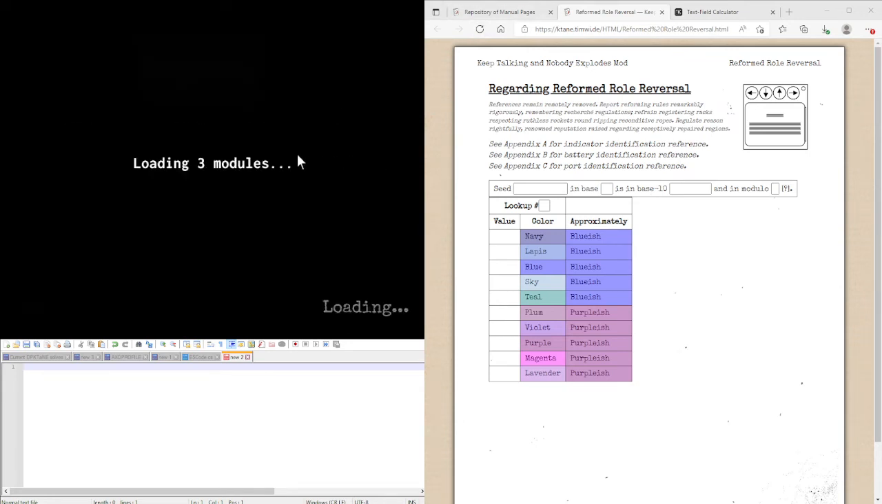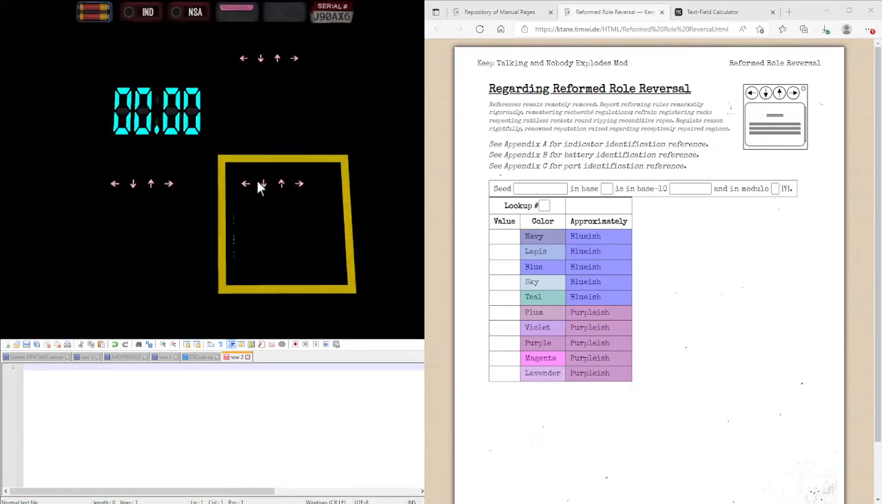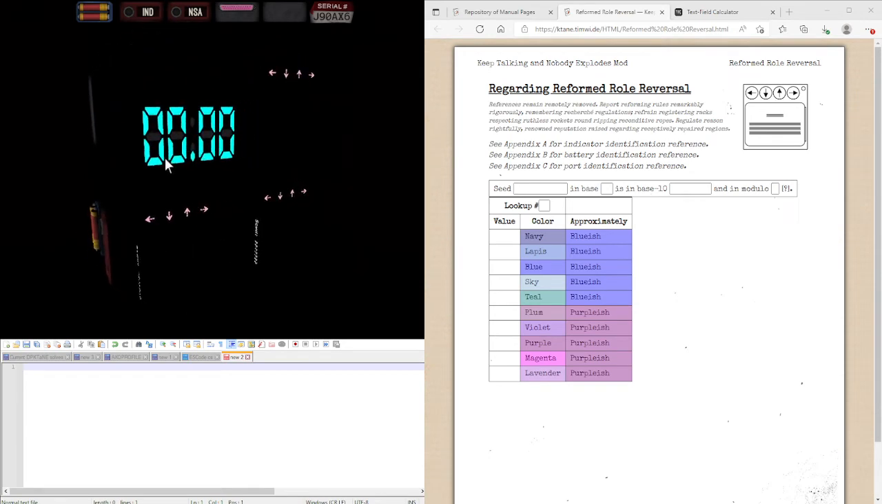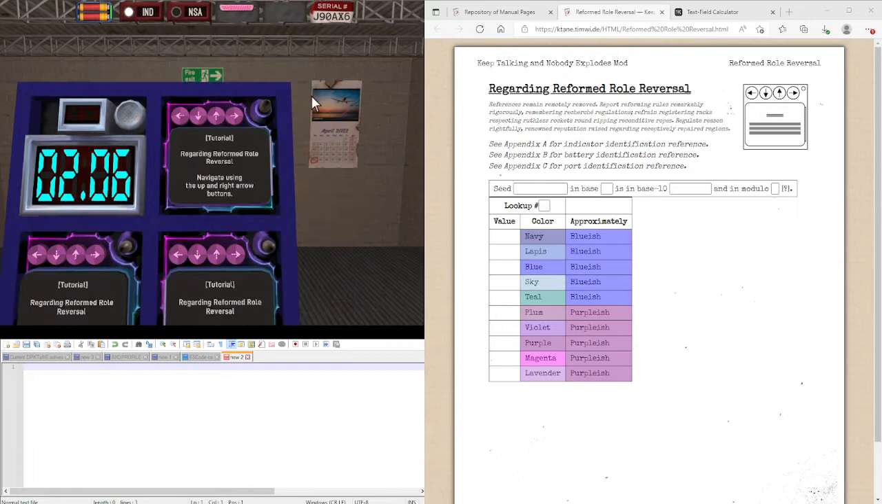So if you play regular Role Reversal, you know that you have to give the rules to the viewer who has what, all available to the module experts, and then they tell you what to cut. This is basically the same sort of concept, but a lot more variable.